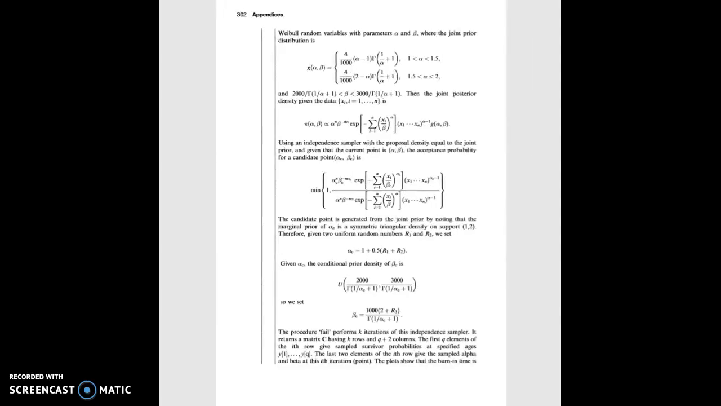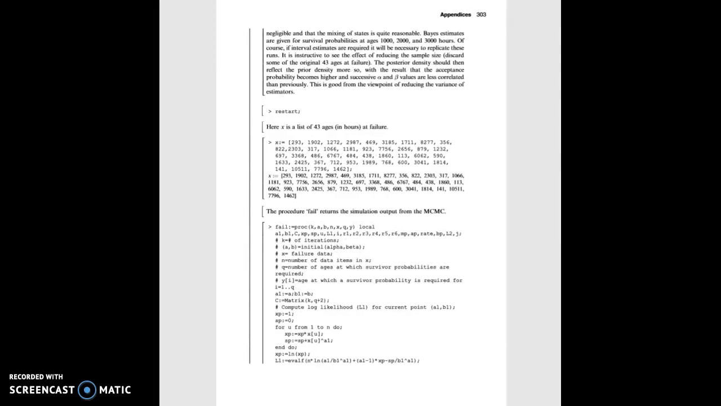Going into here, I'm going to have to go through this fast because there's a lot of information, but we're using a Weibull random distribution with alpha and beta parameters. They go through here and try to find the min of that, using alpha with the conditional prior density of our beta. So it's building upon itself, and at some point it becomes an MCMC, not just a Monte Carlo simulation.